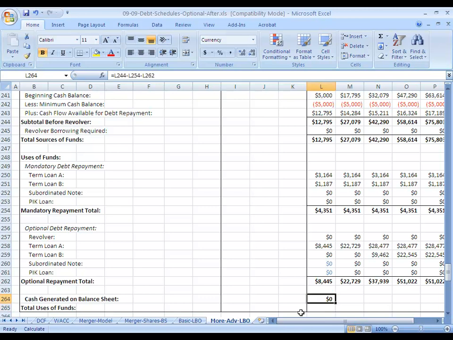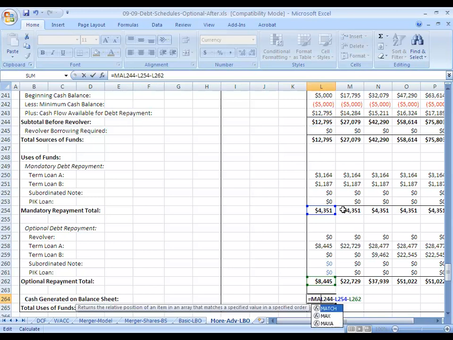The only problem with this formula is that once again, we could potentially end up with a negative here in case we actually have to draw on the revolver. So what we're going to do is, again, wrap this in a max function. This way we know that if we have to draw on the revolver and there's some revolver borrowing required, then we are simply going to generate 0 in terms of cash on our balance sheet.